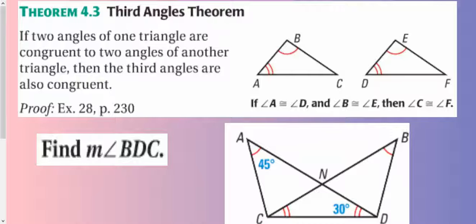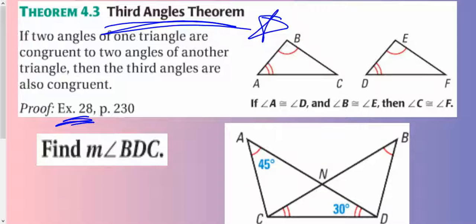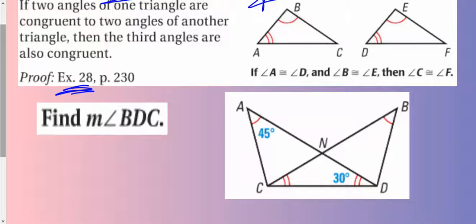All right, the third angle theorem. This is really, really important. If two angles of one triangle are congruent to two angles of another triangle, then the third angles are congruent. We're going to be proving this in exercise 28. It's a great proof. With that information, find the measure of BDC. This is the first of many times that you will separate triangles this year.